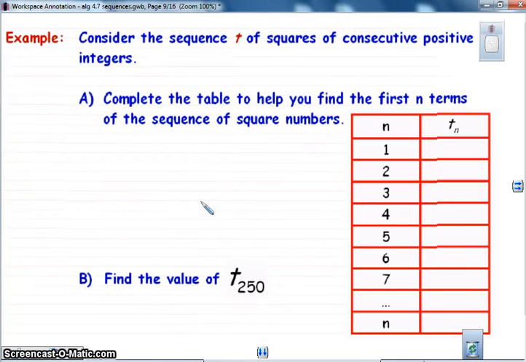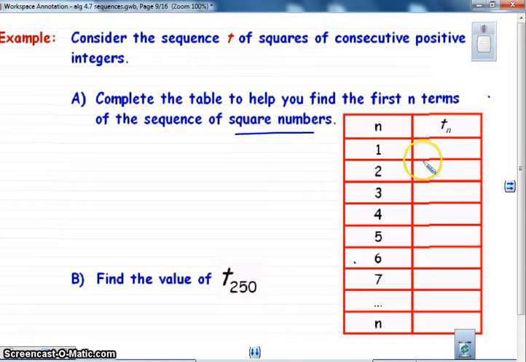We now want to take a look at the next table, and it says consider the T of n sequence of consecutive positive integers. Complete the table for each term in the sequence of squared numbers. So think about your square numbers: the first square number term is 1, 2 squared gives us 4, 3 squared 9, 4 squared 16, 5 squared 25. Please complete the rest of the table. Pause it if you need to.